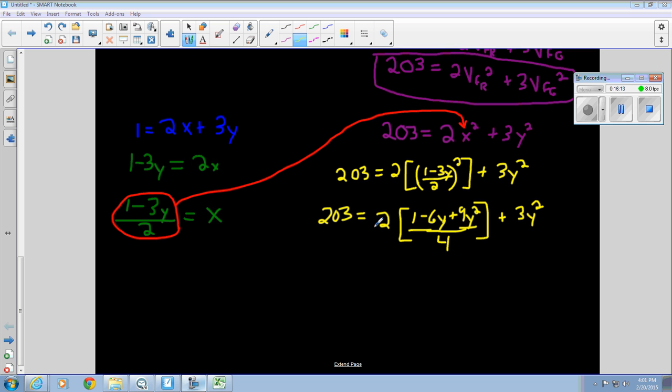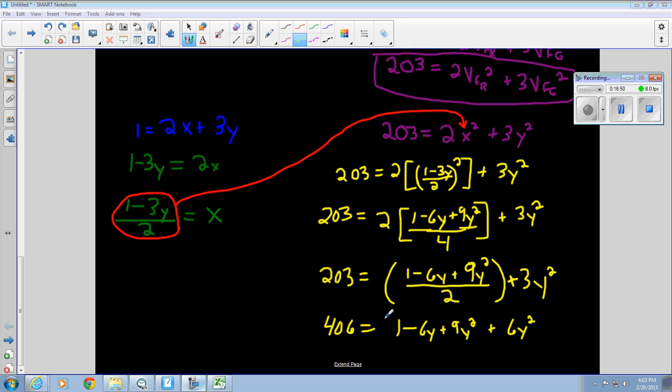Continuing out, we're going to get 203 equals, this whole term is going to be 1 minus 6y plus 9y squared over 2 when you multiply through by the 2. And I've got a situation here where I've got a 2 down here, so I'm going to multiply everything by a factor of 2 so that I can start combining like terms. It's just an algebra move that helps make it easier to combine like terms. Again, I multiplied everything by 2, so I got 406. That got rid of the 2 down here on the denominator, leaving us with this whole term, and I've got to multiply this term by 2 also, so I get 6y squared. And now I can start combining like terms and set it equal to 0.